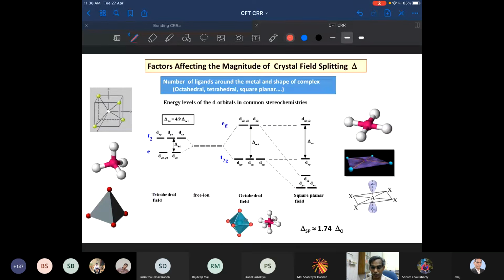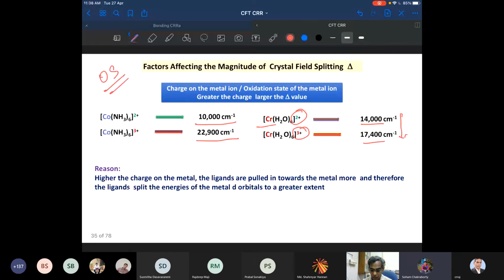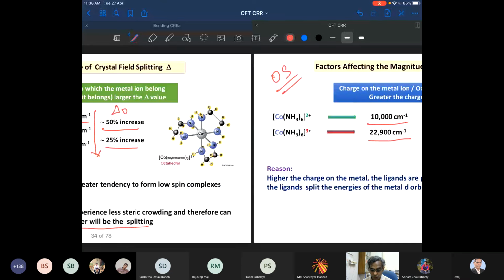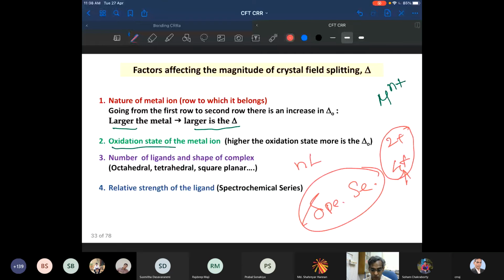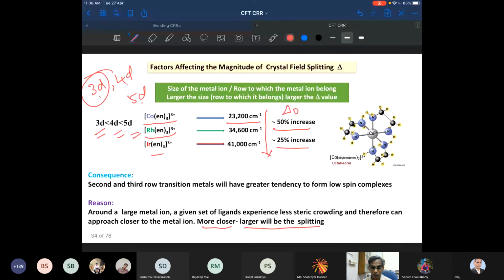Yes, delta is the energy or wavelength. Pardon? It is wave number. So delta is 1 by lambda, centimeter inverse, the wave number. Yes, a wave number, obviously. I thought you knew this, right? What we are talking about, all the values are given in centimeter inverse, right? Not in nanometers.